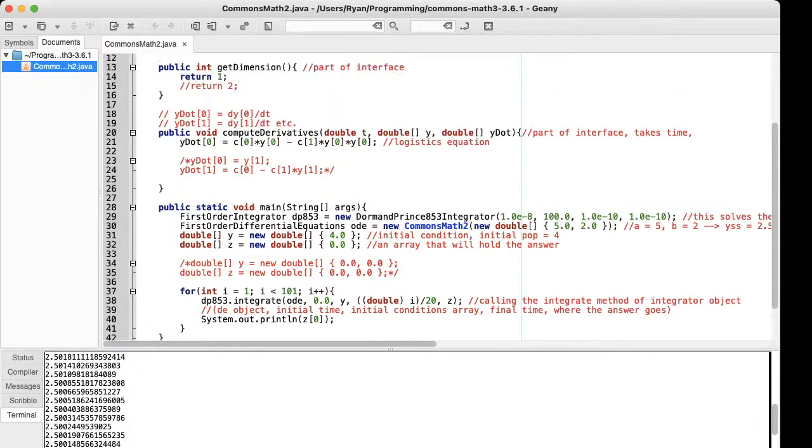So we are not doing the logistics equation example. All right. My gosh.